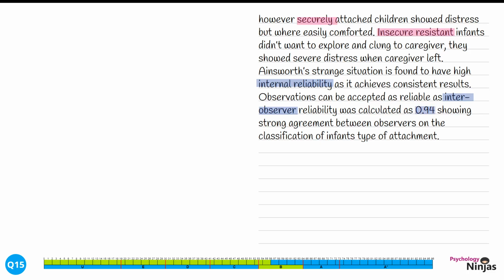We've used a correlational coefficient here, so we've got a positive number and it's closer to 1, which shows a strong positive agreement that both observers said the same attachment type. To elaborate on our evaluation, we're going to give a counter-argument here.